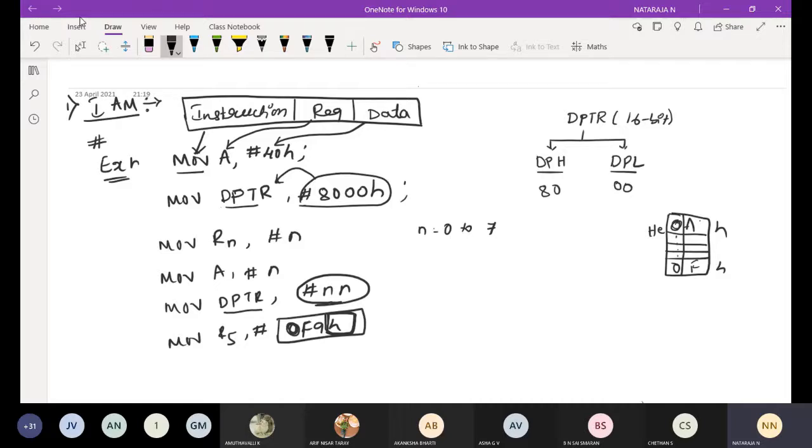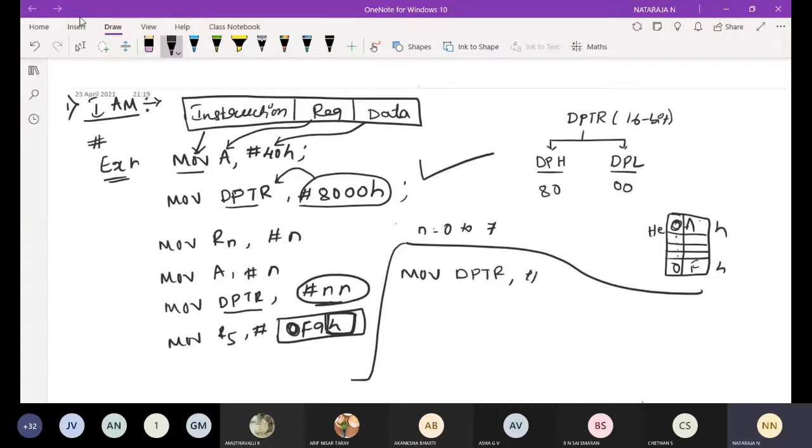Now some invalid instructions are also there. You should not write like this for the immediate addressing mode. What are those illegal or invalid instructions? Write all the ones on the left side and right side as valid. All that is written inside this is invalid instructions. MOV DPTR, #68975. This is not a valid instruction.